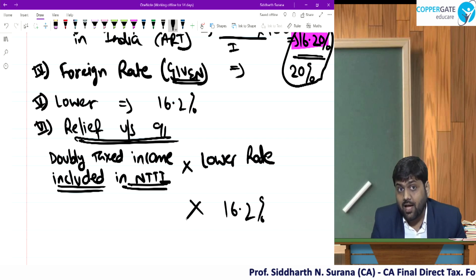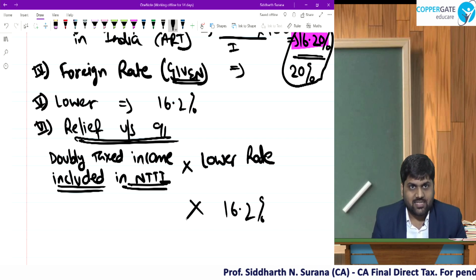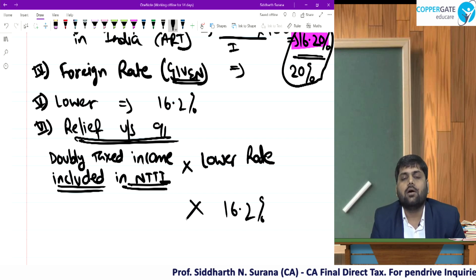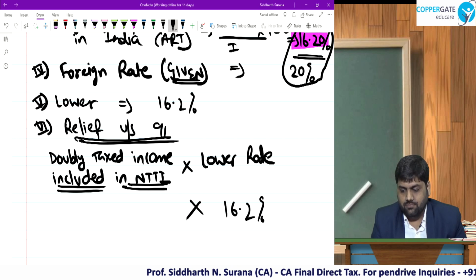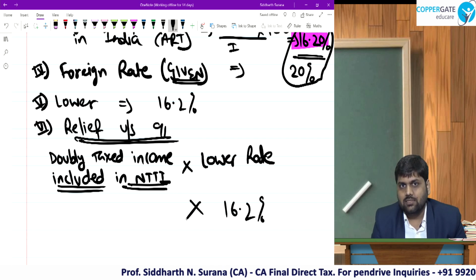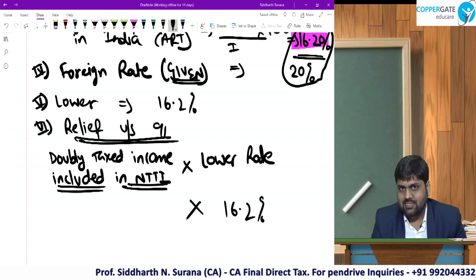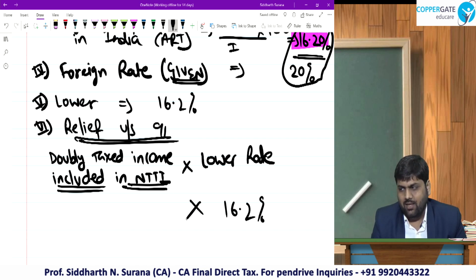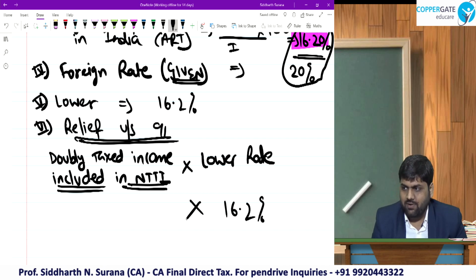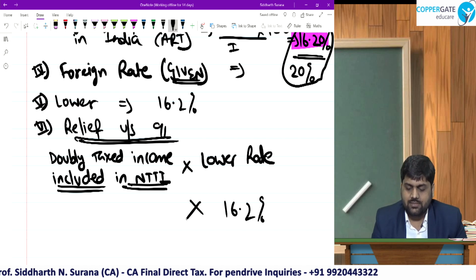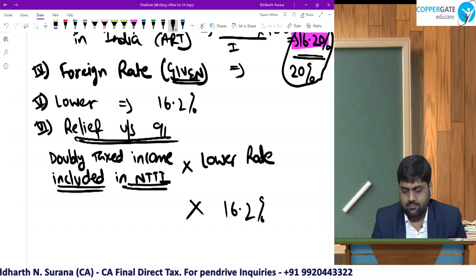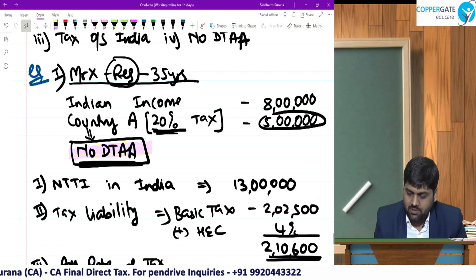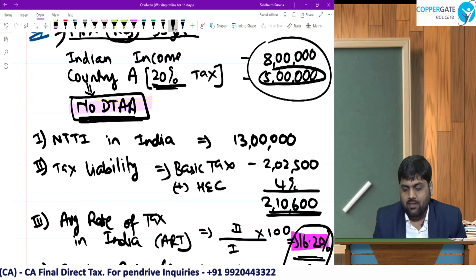But last question, this 16.2% will apply on what amount? 8 lakhs, 5 lakhs, 13 lakhs, none of them. On what amount? This is your income. On what amount will you be getting relief?